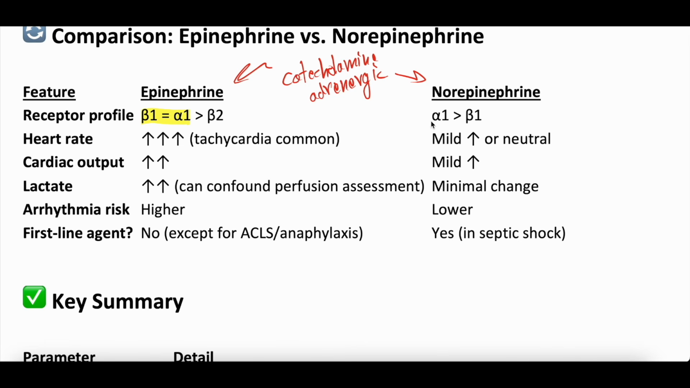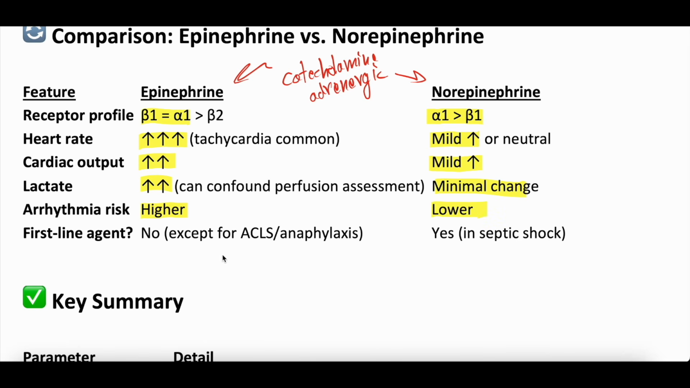Norepinephrine has alpha and beta 1 effects, but the alpha 1 effects are much greater than the beta 1 effects for norepinephrine. Epinephrine increases heart rate. Norepinephrine maybe mildly increases heart rate, but not by much. Epinephrine increases cardiac output. Norepinephrine maybe mildly increases cardiac output, but not by much. Epinephrine does increase lactate. Norepinephrine does not really increase the lactate. Epinephrine has a higher risk of arrhythmias compared to norepinephrine.